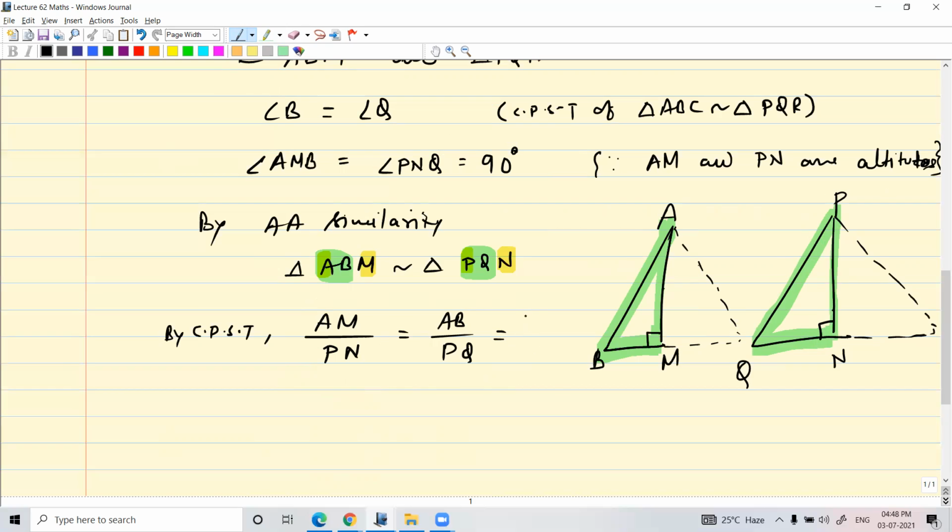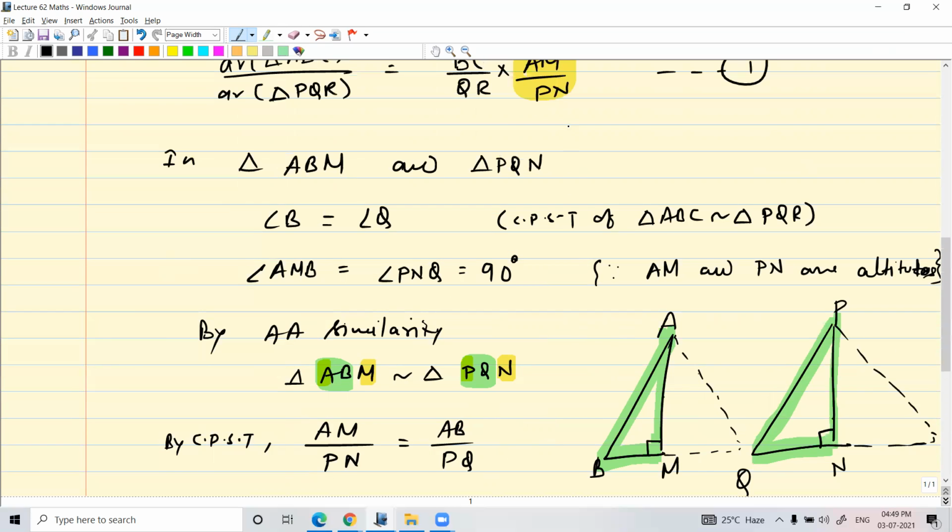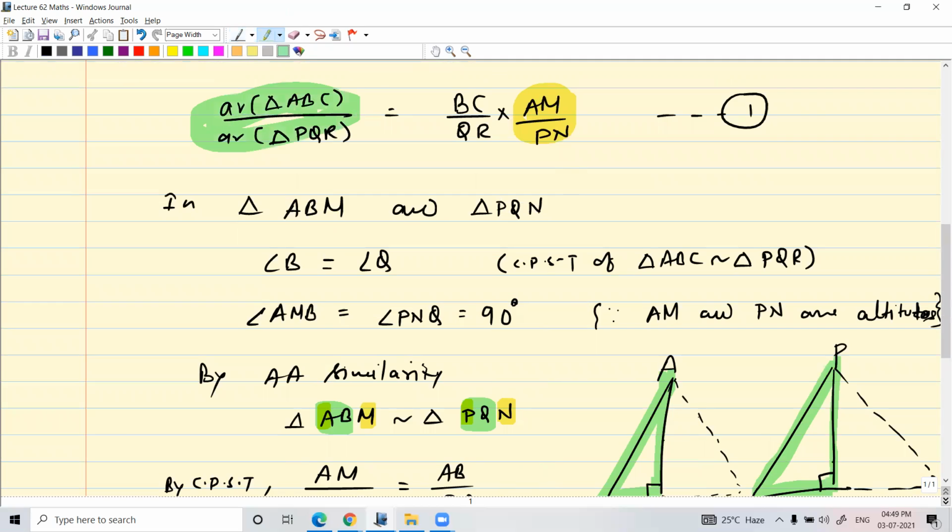It will also be equal to BM by QN. That is also there, but we don't need this. That's why I have not written this one. Yeah, all the three sides are in the ratio, but we don't need it. We are interested in this only. Why am I interested in this? Because I need to find out the ratio of two areas of triangles, right? This ratio I'm interested in, and you have figured out that this is equal to BC by QR into AM by PN. So if I somehow write that AM by PN is also equal to BC by QR, then it will become the square of these two, right? BC square by QR square.